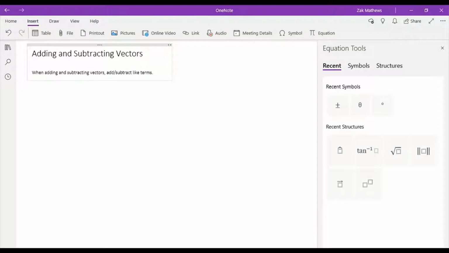In this video, we're going to look at how to add and subtract vectors. We're going to look at how to take a scalar multiple, and we're going to look at dot products. I'll start with adding and subtracting vectors.